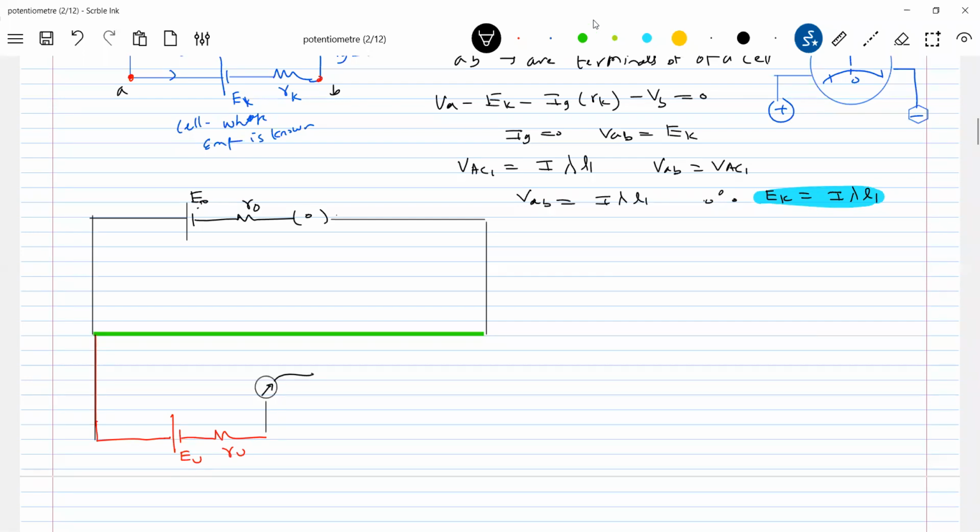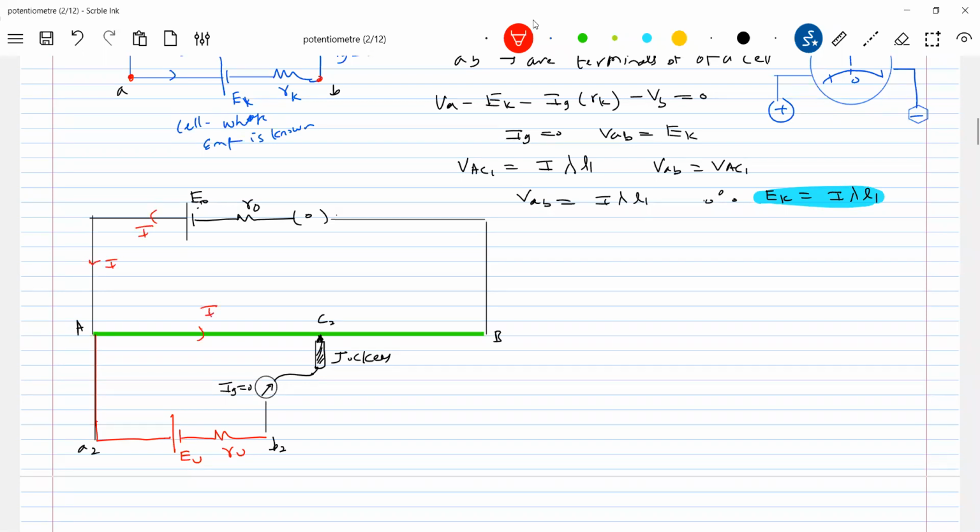There's a galvanometer and there's a jockey. Let it be in contact at point C2. This is A, B, this is A2, B2. Then again, I'll adjust the position of the jockey J such that the current through the galvanometer is 0. So again, the same current I will flow through this.